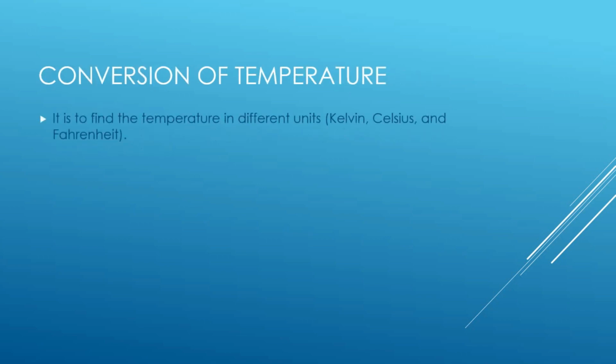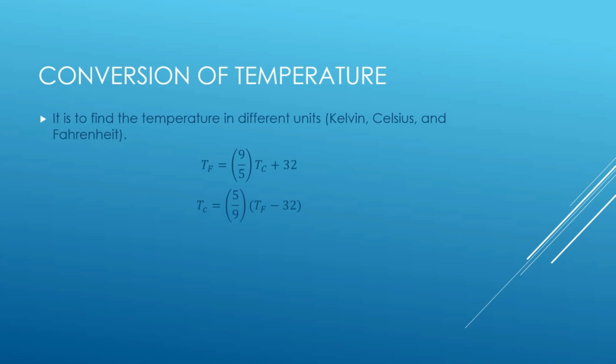Conversion of temperature. It is to find the temperature in different units. It can be Kelvin, Celsius, or Fahrenheit. Those are the 3 units of temperature. So conversion means you convert Kelvin to Celsius, Celsius to Kelvin, Fahrenheit to Celsius, or Fahrenheit to Kelvin. These are the formulas. To find Fahrenheit, it's 9 over 5 times the temperature in Celsius plus 32.